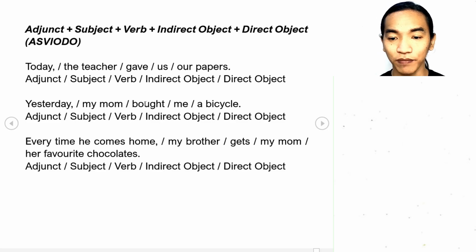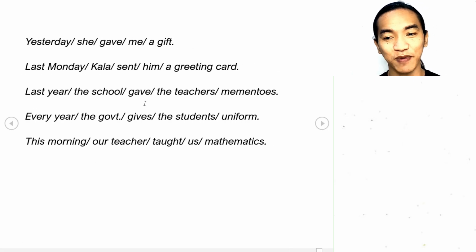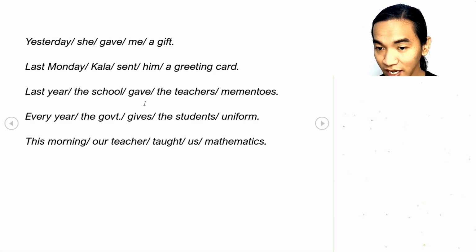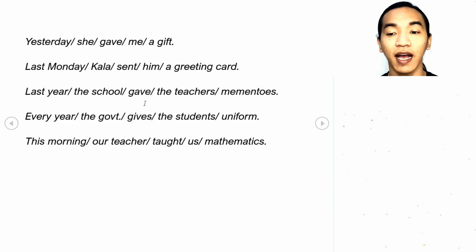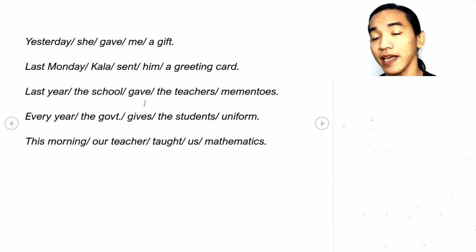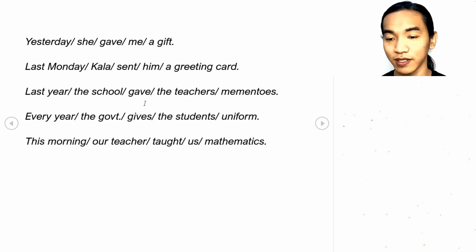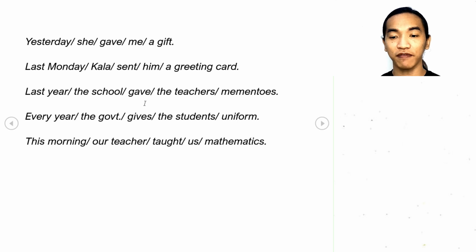Okay, now moving forward, let's have more example sentences. Yesterday, comma, there should be a comma there. She gave me a gift. Last Monday, comma, Kala sent him a greeting card. Next, last year, the school gave the teachers mementos. Okay, next one. Every year, the government gives the students uniforms. All right, and the last one. This morning, our teacher taught us mathematics, or taught us math.